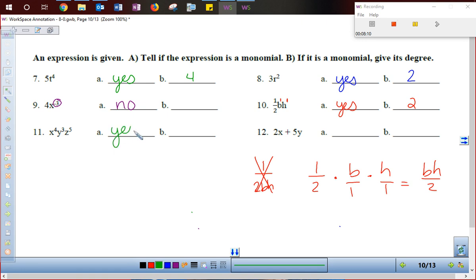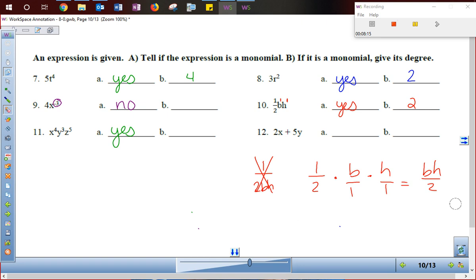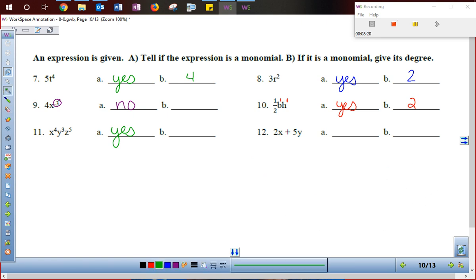Hopefully, on 11 you found out that this is a monomial because there's no addition or subtraction, no variables in the denominator, and no negative exponents. And its degree would be adding all three of these together to get a degree of 12. Again, pause the video and do number 12 on your own. Hopefully you see that this is not a monomial. This has an addition sign which separates terms.